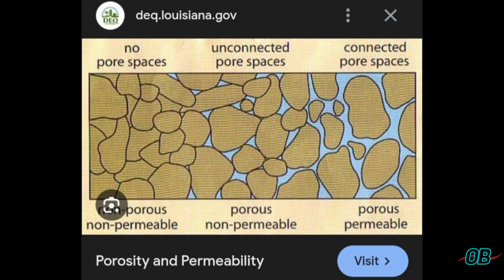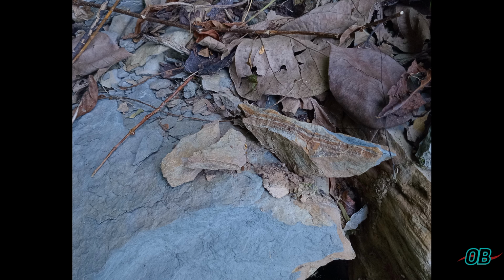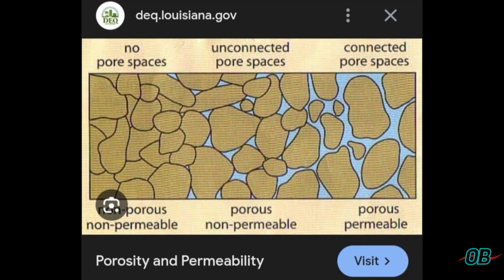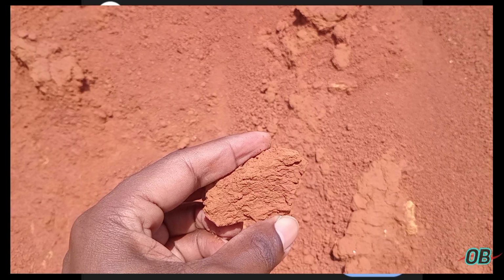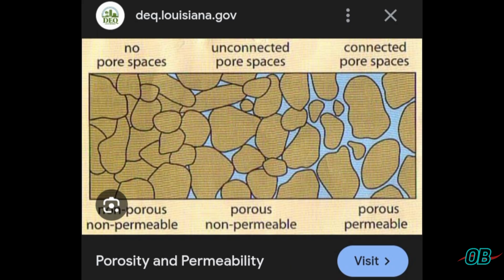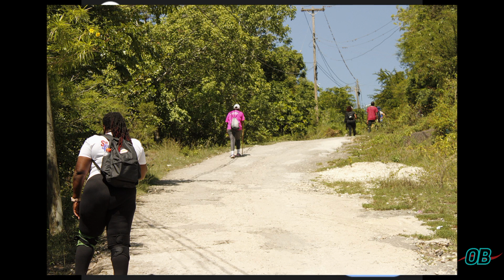This image gives a great representation of the difference between porous and permeable, porous and non-permeable, and non-porous and non-permeable materials. As an example, again, porous and permeable material: sandstone. Porous, non-permeable: clay. Non-porous, non-permeable could be tarmac or paved roads.